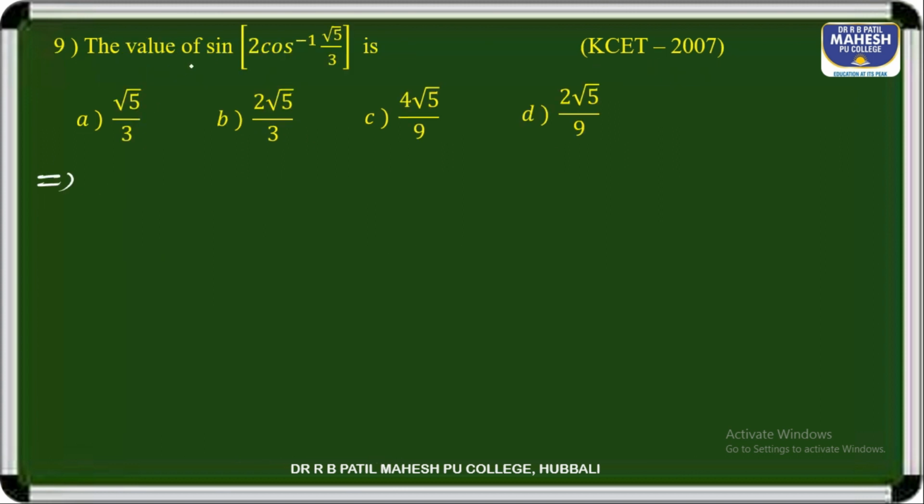The value of the expression they are asking. The expression I will write here: sine of 2 cos inverse root 5 divided by 3. Students, these are straight questions. You have to simplify the expression.